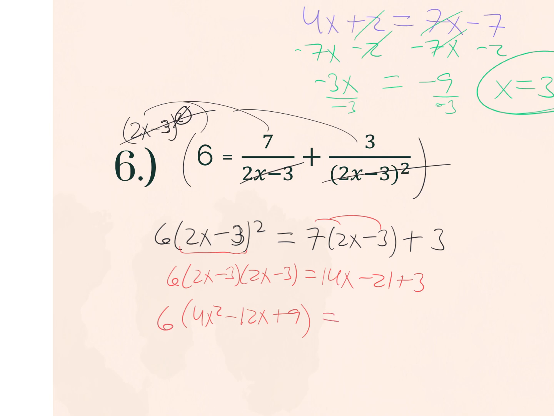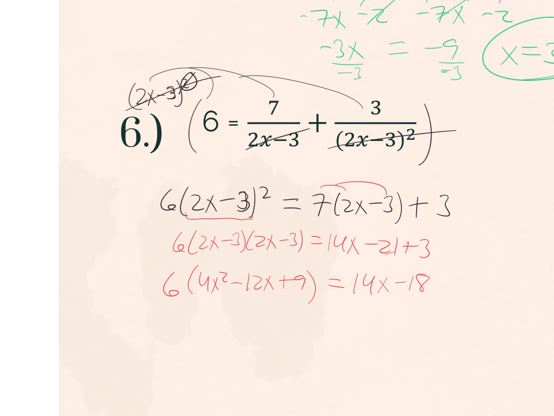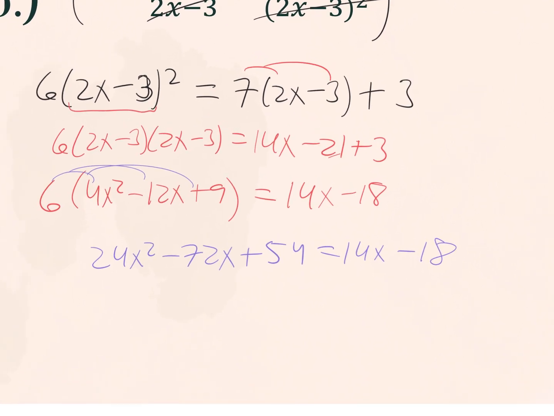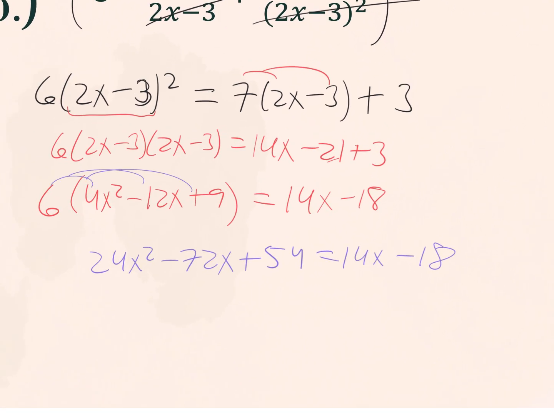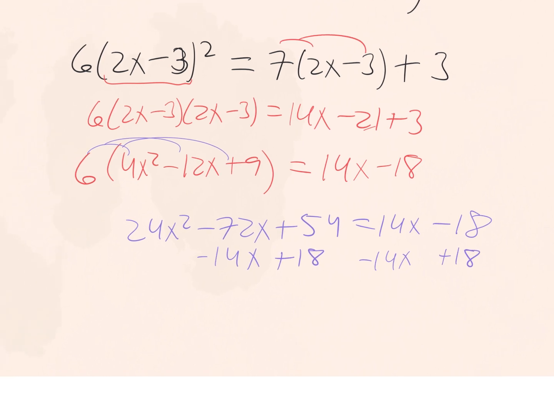And this is equal to, we can combine negative 21 and 3 to get negative 18. So we get 14x minus 18. And then distribute 6 to everything, and we get 24x squared minus 72x plus 54 equals 14x minus 18. All right, let's get everything to one side. There is another square term just like the last one. So let's get everything to one side and then set it equal to 0.